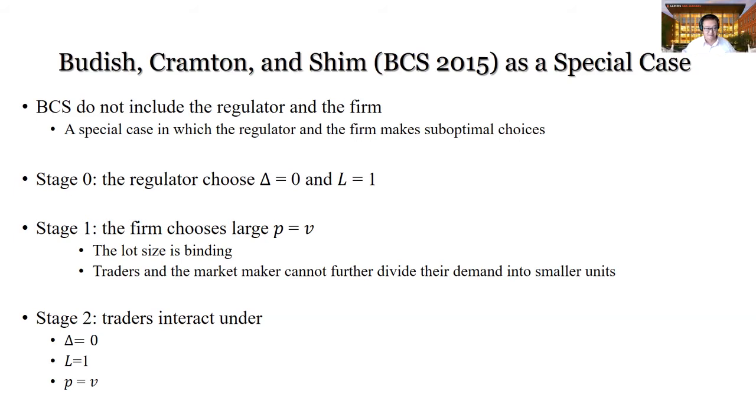So in stage 0, in Budish, Crampton, and Shing, they choose a continuous price. But remember, the lot size is discrete in BCS, which is 1. Well, 1 can be anything, it can be very large, okay? And in stage 1, the firm makes a mechanical selection, so they choose a price equal to its value, which is P equals V. So what will happen? In this case, the lot size is binding, so traders and market makers cannot further divide their demand into smaller units. Then traders interact, that's Budish, Crampton, and Shing, on the 3 parameters: continuous price, lot size equal to 1, and P equal to V.